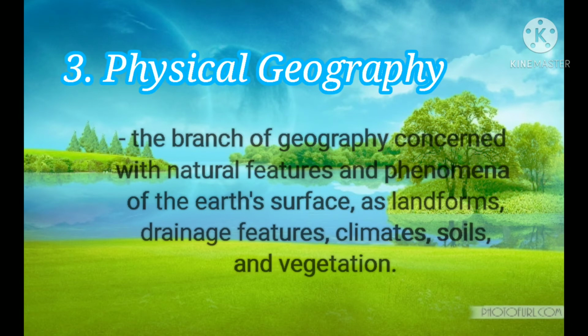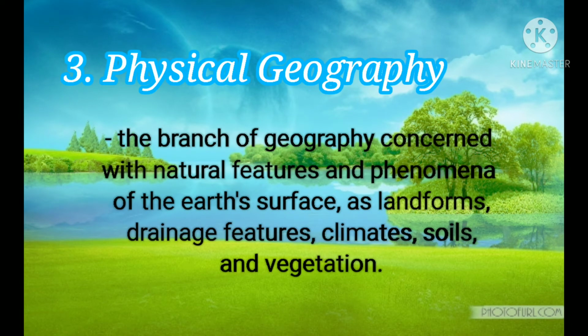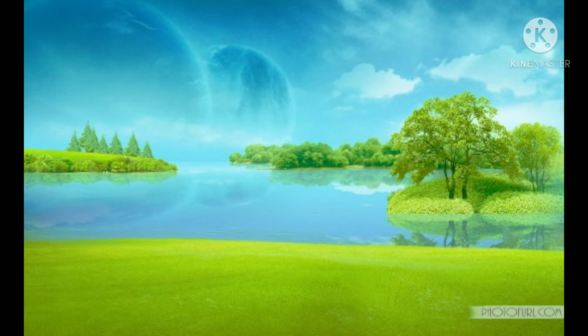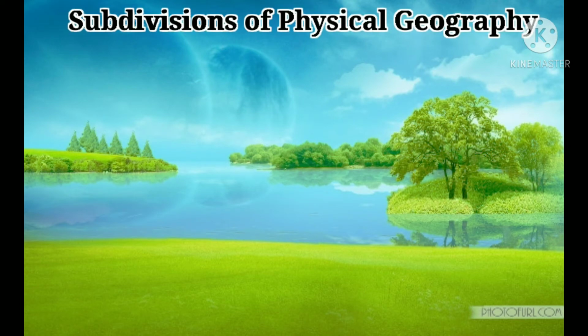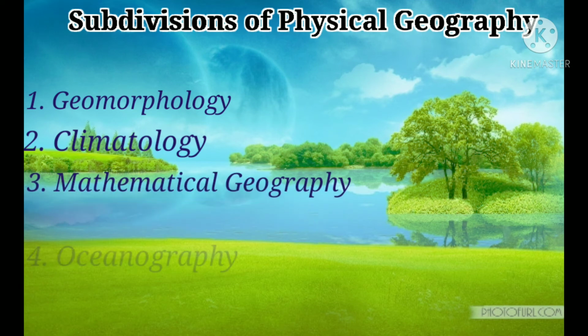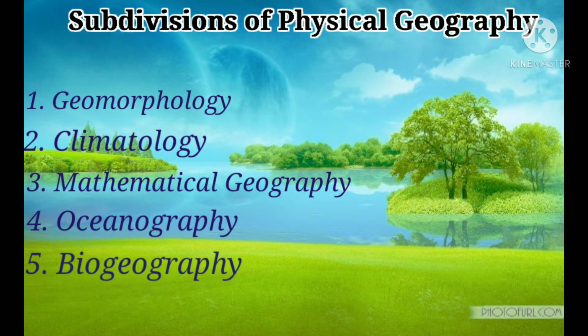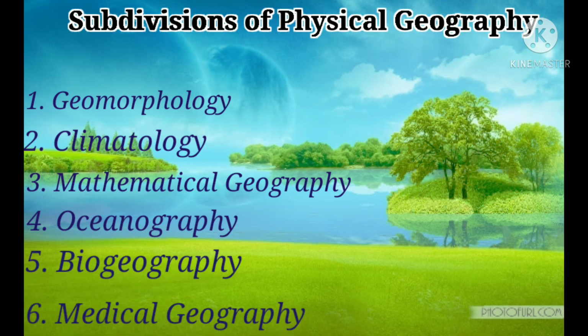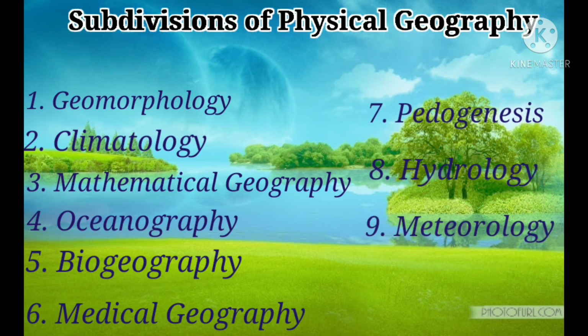What is physical geography? It is the branch of geography concerned with natural features and phenomena of the Earth's surface such as landforms, drainage features, climates, soils, and vegetation. We have 9 subdivisions of physical geography. First, geomorphology. Second, climatology. Third, mathematical geography. Fourth, oceanography. Fifth, biogeography. Sixth, medical geography. Seventh, pedogenesis, eighth, hydrology, and ninth, meteorology.